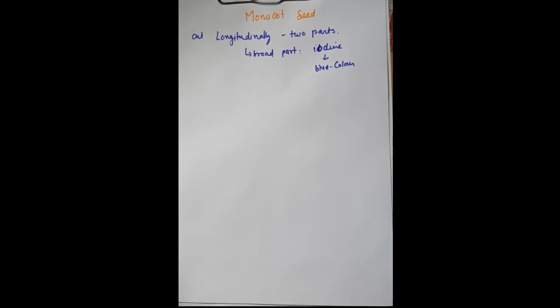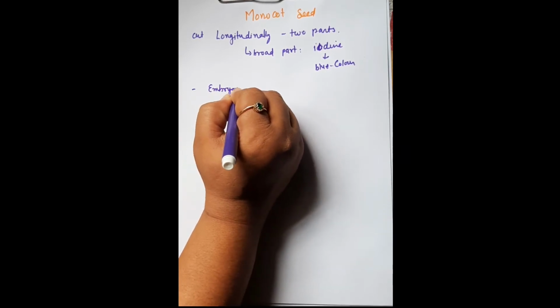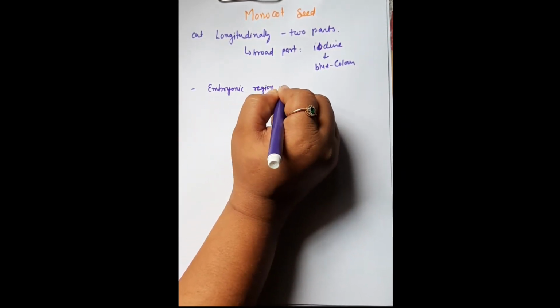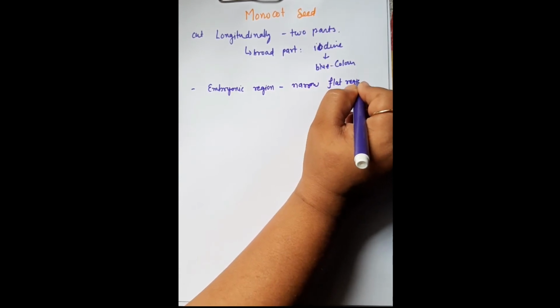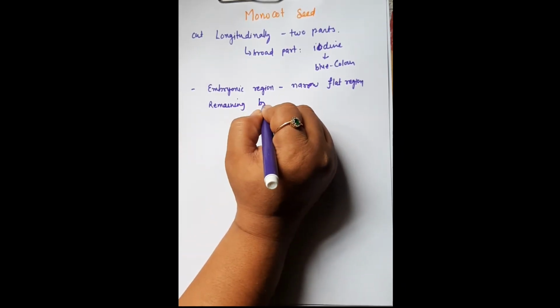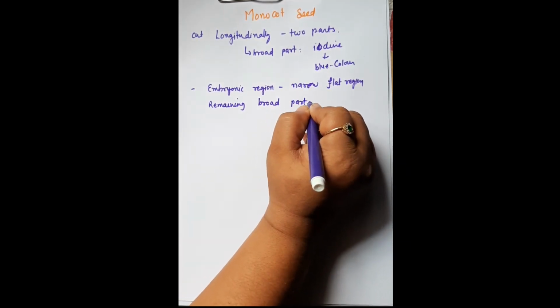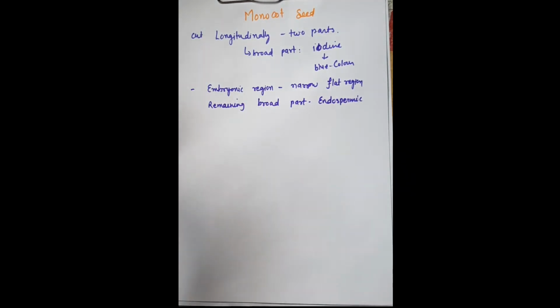Okay, so the monocot seed has the embryonic region at the narrow flat region, and the remaining broad part is endospermic, that is where food is stored, and as I discussed earlier, it gives purple or blue color with iodine.